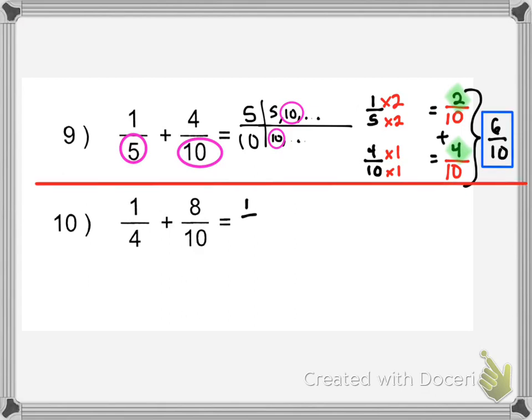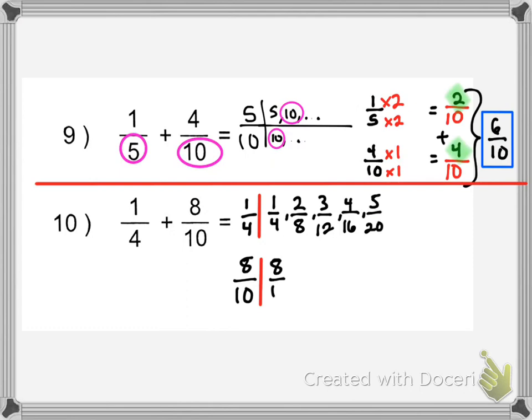And then number 10 is going to be 1/4 and 8/10. Those are my two fractions. And on this one, I told you I was going to use the equivalent fractions strategy. So I'm going to do equivalent fractions of 1/4. So 1/4, 2/8, 3/12, 4/16, 5/20, and for the 8/10, it's going to be 8/10, 16/20, and you can see that I have a common denominator right there, where 20 is the same number.